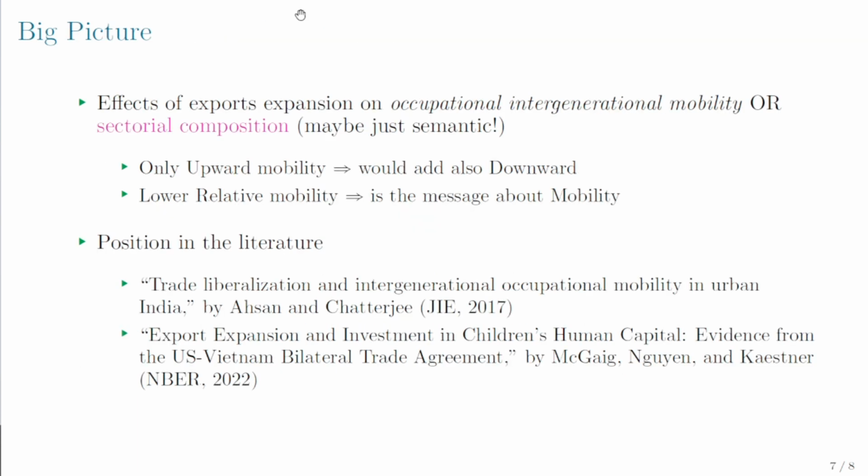And finally, this is almost my last slide. What is the big picture? I think I already alluded a little to what's going on, but, and this is maybe just my own preference, the title of the paper is The Effect of Export Expansion on Occupational Intergenerational Mobility. But for me, it looks like a paper more about sectoral composition, and what the effect is on sectoral composition, though maybe that's just semantics and my own preference. Why I'm thinking this way is that if we look at what the paper does, it looks only at upward mobility. If we want to talk about mobility, probably we should also think about downward mobility as well, whether there are any changes.